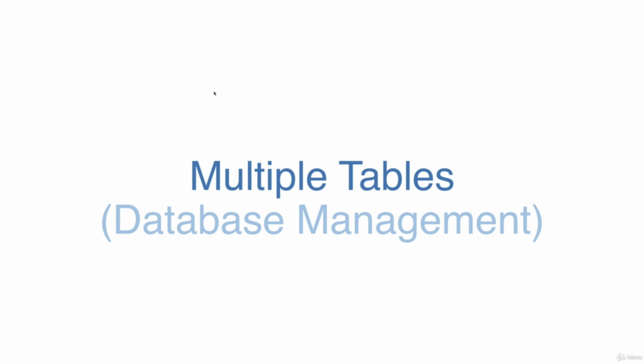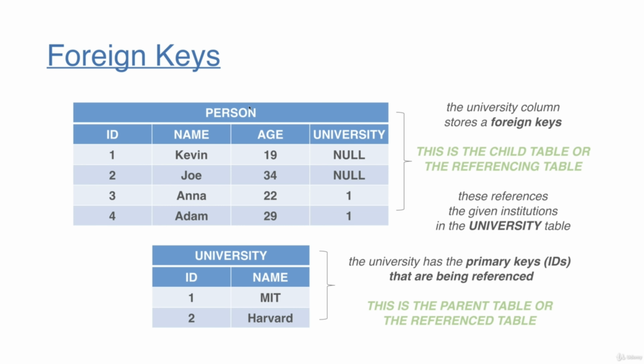In the previous lectures, we have already discussed how to deal with multiple tables with the help of a foreign key. So for example, in this example, the person table's university column is storing foreign keys that are primary keys in another database table, in this case, the university table. So this is how we can connect two database tables.